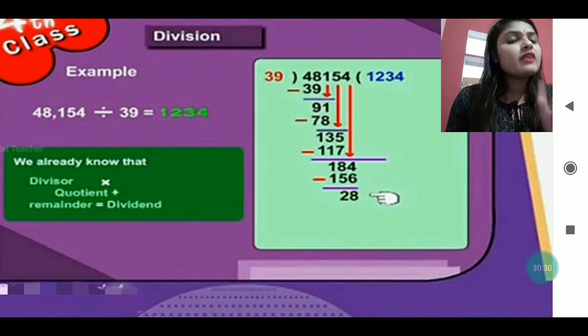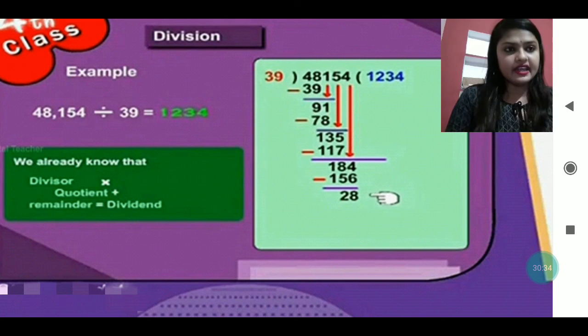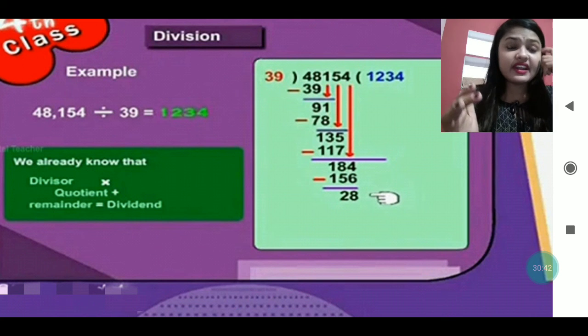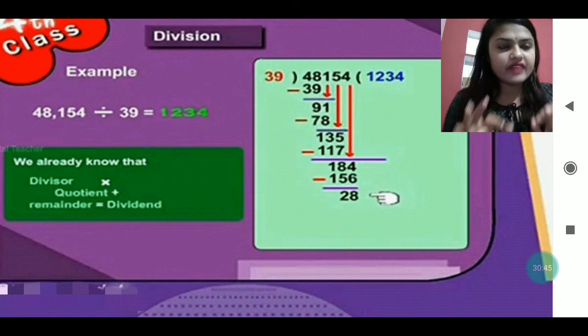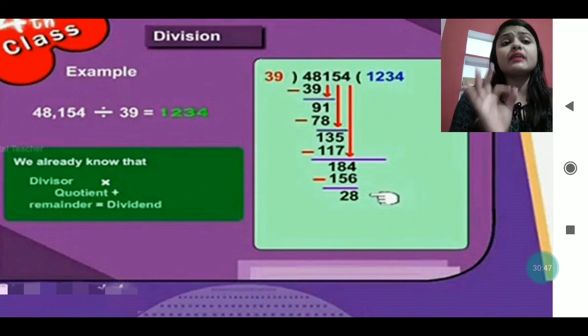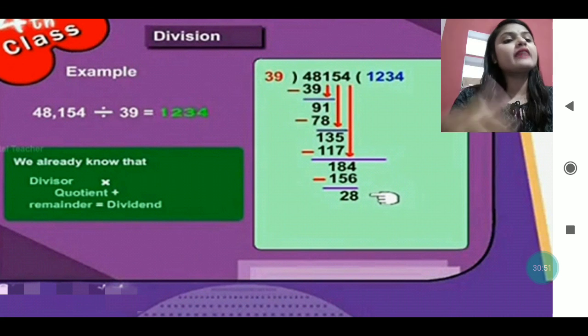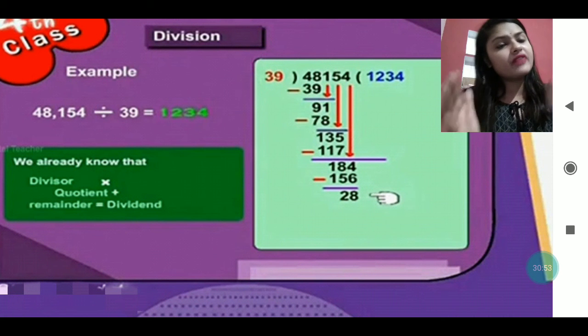We have to read the table of 39 as many times as gives us 48, or less than 48, but we cannot go more than 48. In the table of 39, if we read it one time, we get 39. But if we read the table of 39 more than one time, we get more than 48. So we will do it with one only.